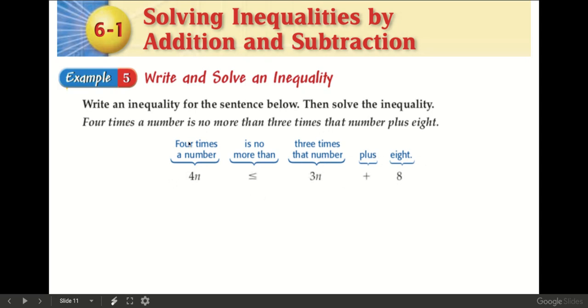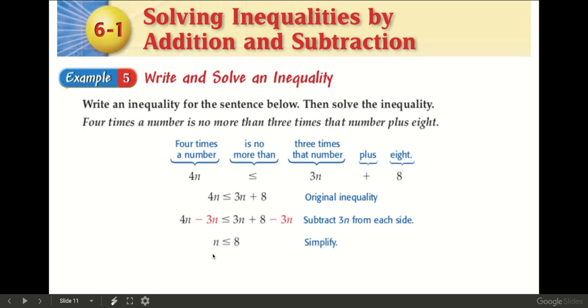So it would look something like this. 4 times n is no more than, so this quantity cannot be more than, which means it has to be smaller than or equal to, 3 times n plus 8. So this would be my inequality. Again, I'm going to solve by getting the variable on one side. I'm going to subtract 3n from both sides, and that would give me n is less than or equal to 8.